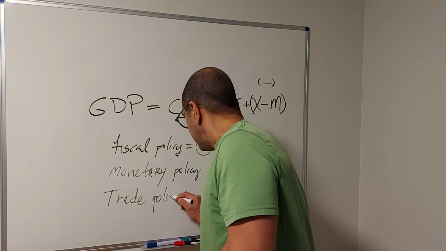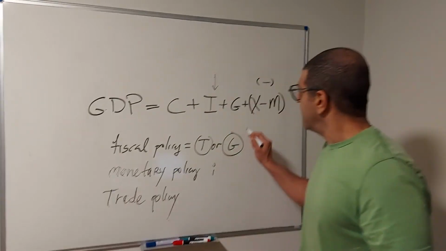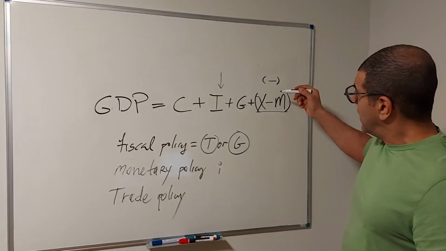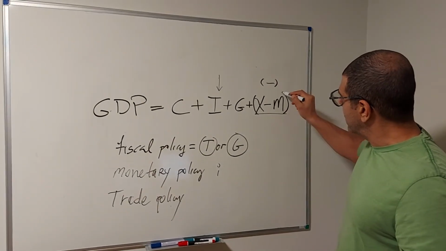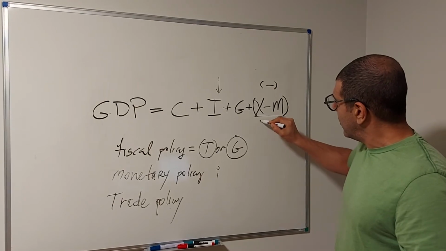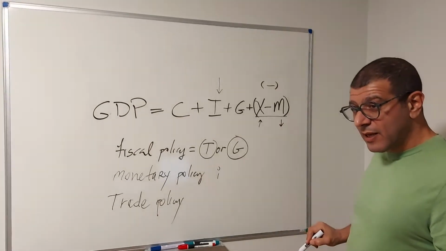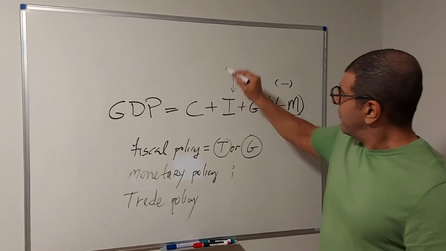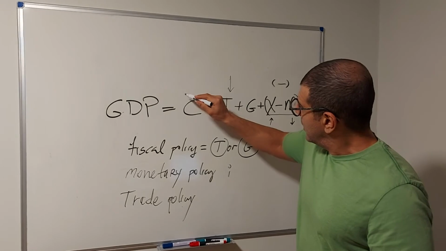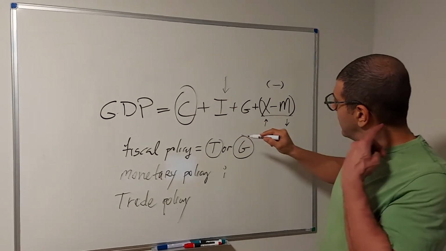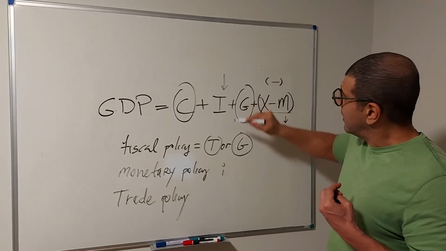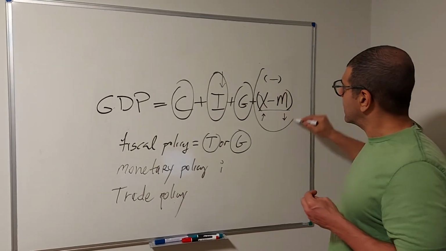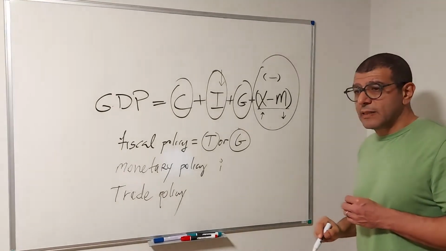And the last one is trade policy. Trade policy is a way to stimulate the economy through exports and imports. So you would put a tariff on the imports and reduce the imports, or you promote the exports. In either case, you're increasing this. So to summarize, fiscal policy belongs in the consumers and government spending, monetary policy has an impact on investment, and trade policy has an impact on exports minus imports.